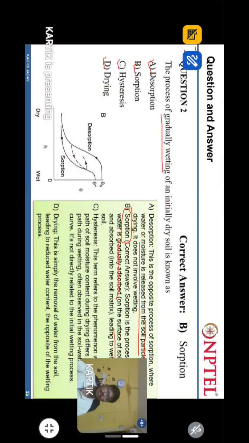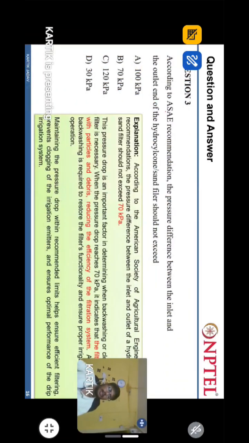So the correct answer is option B. Question number 3: according to the American Society of Agricultural Engineers, the recommended pressure difference between the inlet and outlet end of the hydrocyclone and sand filter should not exceed what? The answer is 70 kilopascal, right?